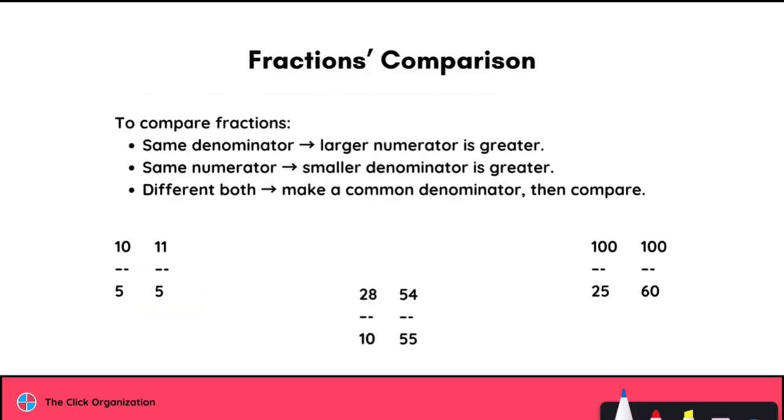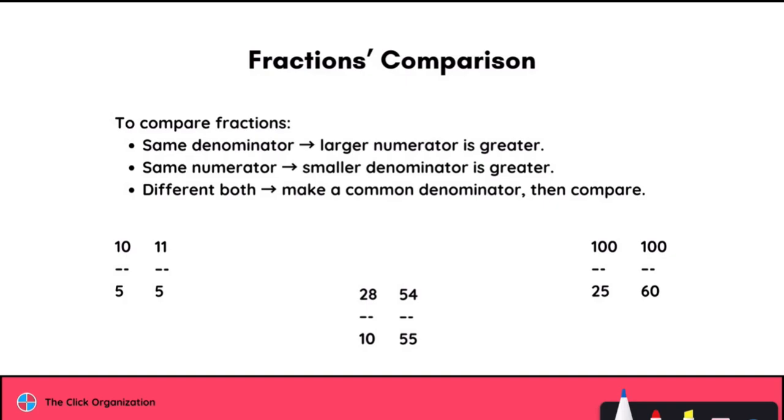Now let's go for this one, fractions comparison. To compare fractions, you first take a look at the denominators and the numerators. If the denominators are the same, you look for the larger numerator. That means that our fraction is greater. If the numerators are the same, smaller denominator is greater. Why? I will tell you. And if both of them are different, you make a common denominator, then compare. And how to make a common denominator? Well, we just learned, right?